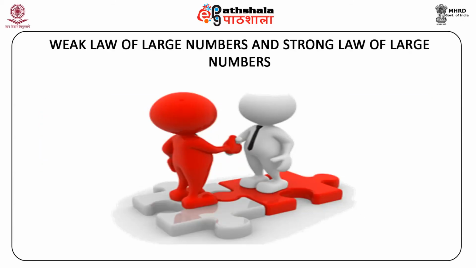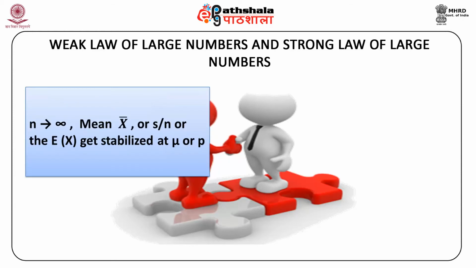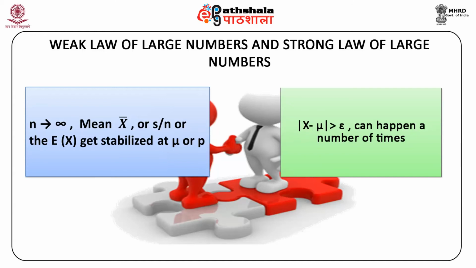Bernoulli's law of large numbers is also known as the weak law of large numbers, as it does not say that when n tends to infinity, the mean S upon n or X bar gets stabilized at mu or p. It leaves open that the modulus of X bar minus mu being greater than epsilon can happen a number of times, although at infrequent intervals. The strong law of large numbers states that when n tends to infinity, the mean S upon n or X bar converges surely to mu or p.